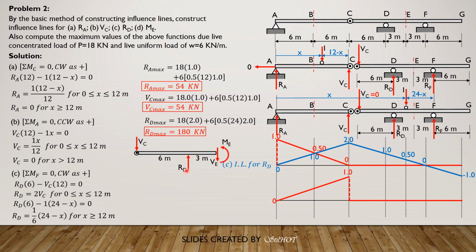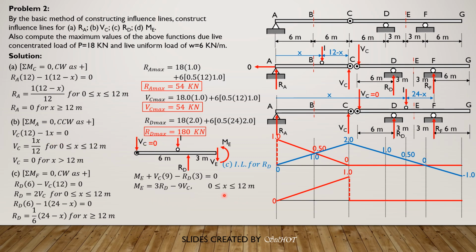Then for ME, let's draw the free body diagram for ME. Then from 0 to 12, there is a value of V sub C. So V sub C is there. Then the unit load is not yet there. Then this is shear at E, then moment at E. So summation moment about E equals 0, counterclockwise positive. So ME plus V sub C times 9 minus RD times 3 equals 0. So ME is 3RD minus 9V sub C. So this is the equation, for 0 less than or equal to x less than or equal to 12 meters.